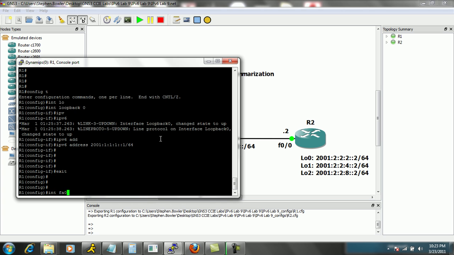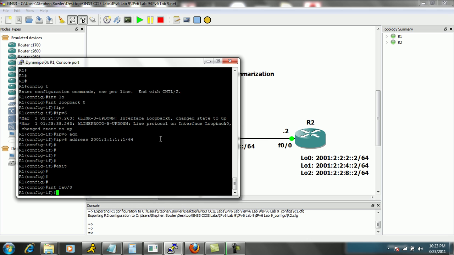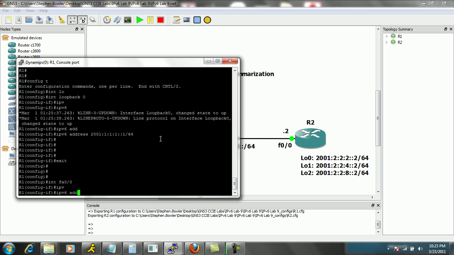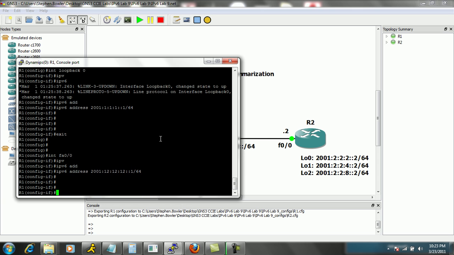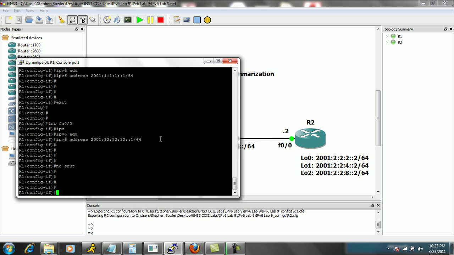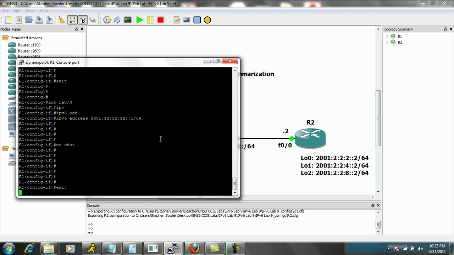and then we'll go under the FastEthernet 0/0 interface connecting R1 to R2, and we'll give it the IPv6 address of 2001:12:12::1/64. We'll go ahead and do a no shut on R1, and then we're going to go into global configuration mode and do an ipv6 unicast-routing to enable IPv6 routing on the router.